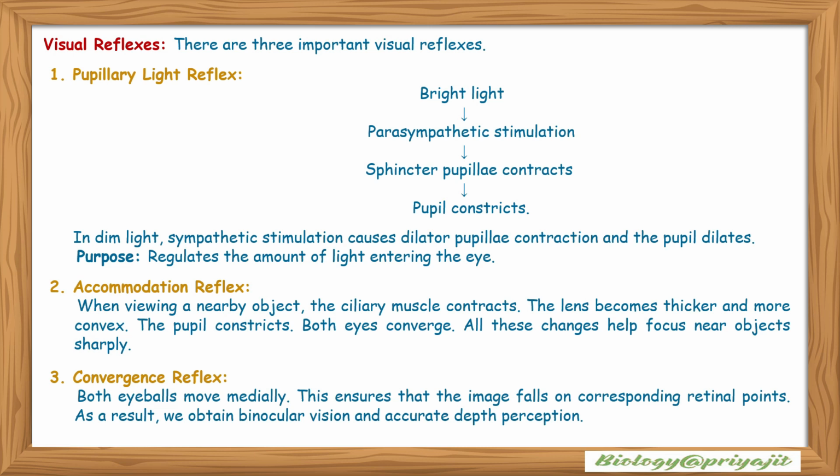Accommodation reflex. When viewing a nearby object, the ciliary muscle contracts, the lens becomes thicker and more convex. The pupil constricts, both eyes converge. All these changes help focus near objects sharply.